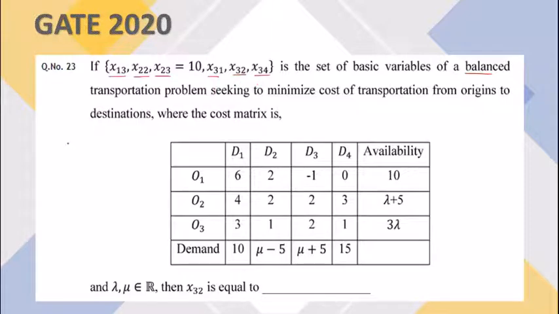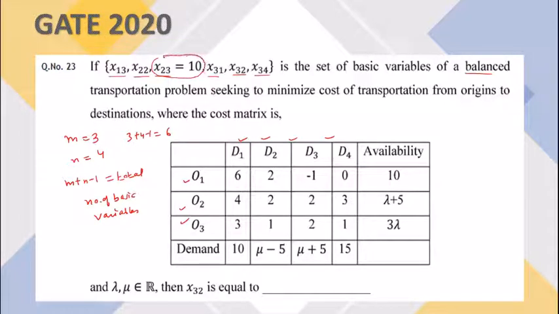So when we have certain number of sources, say we have m sources and n destinations, then for a transportation problem, this is the total number of basic variables. So we can validate it from here that we have three origins or three sources, so m is 3, and we have 4 destinations, so n is 4, so we have 3 plus 4 minus 1, 6 basic variables.